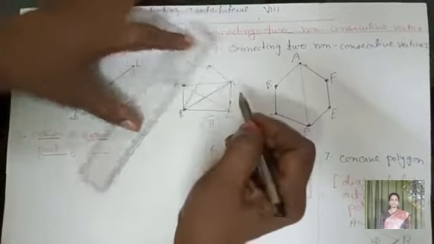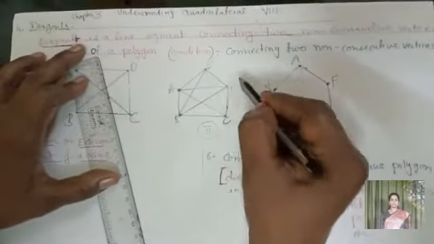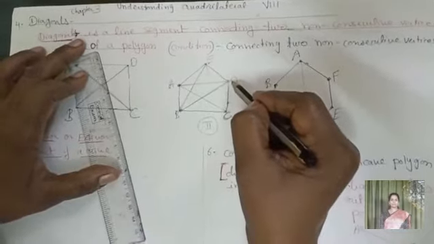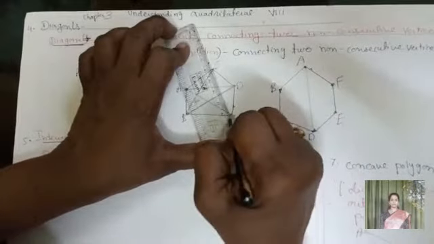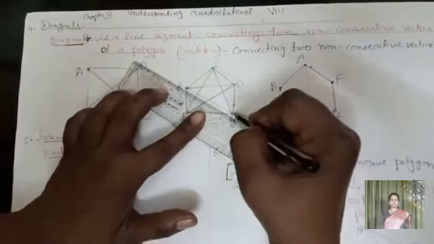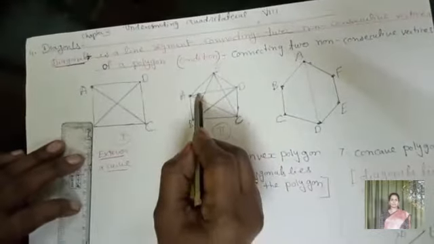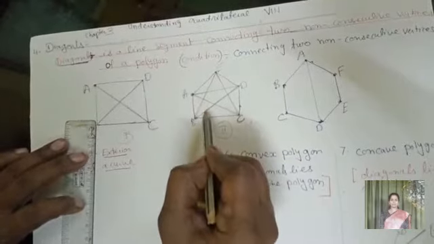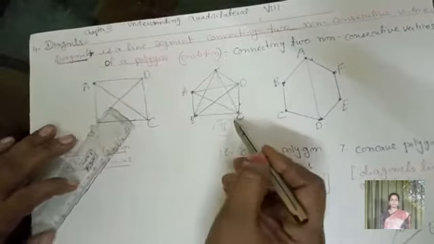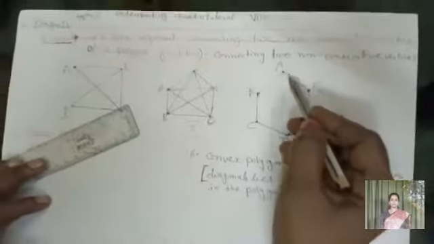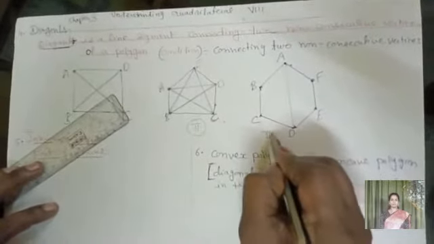Then, let us take C as a vertex. Then, B and D are the two consecutive vertices, so we cannot join them. From C we can join C to E and A to C. So here for a pentagon we got 1, 2, 3, 4 and 5 diagonals. We got 5 diagonals.